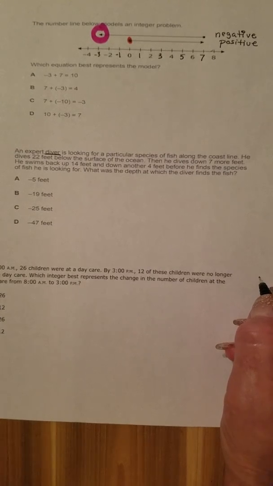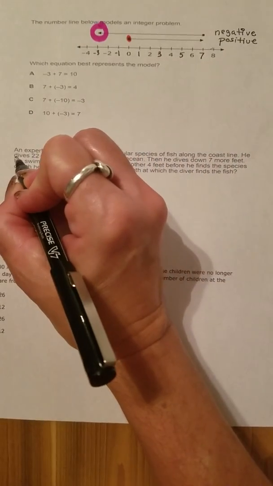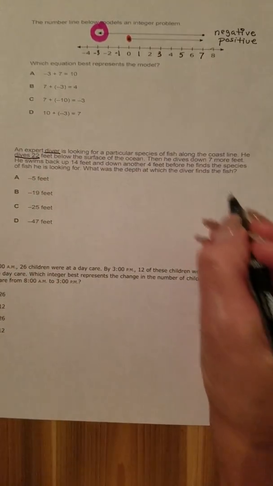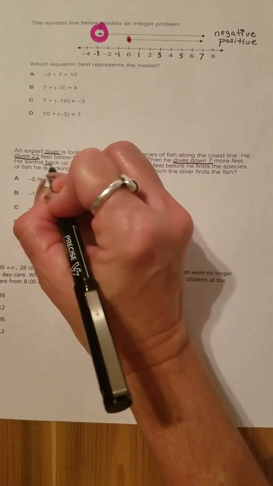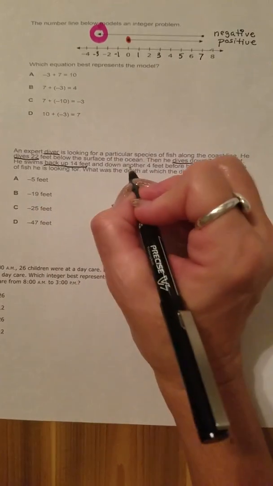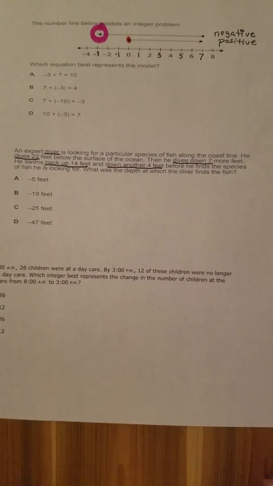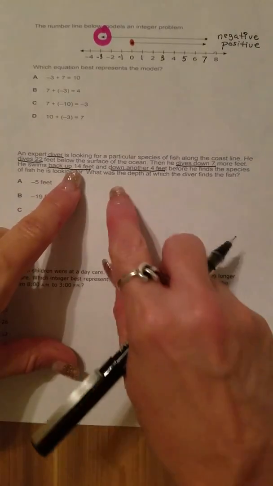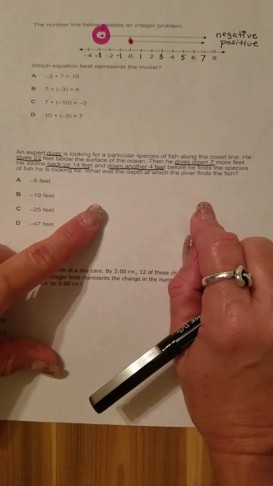What was the depth at which the diver finds the fish? So the diver did 4 different things. He dived 22 feet. Then he dived 7 feet. Then he swims back up 14 feet, and then he goes down another 14. So here is my suggestion to you guys. Whenever you have word problems like this, put all your negatives together and all your positives together.